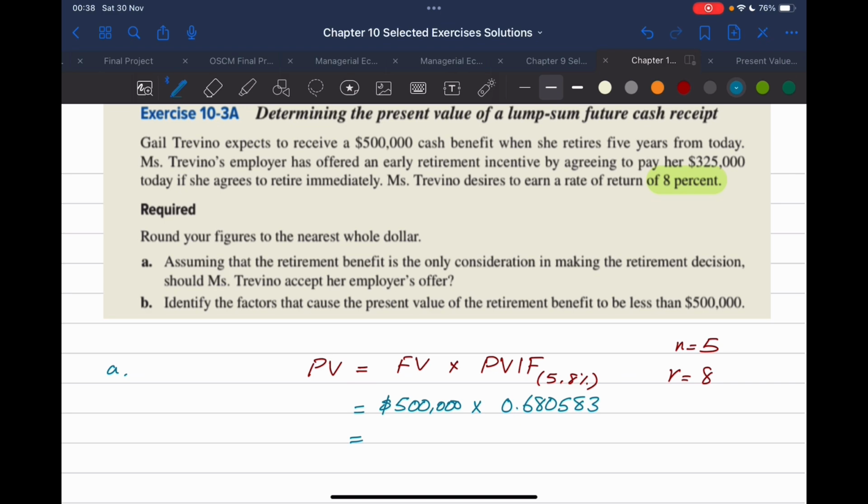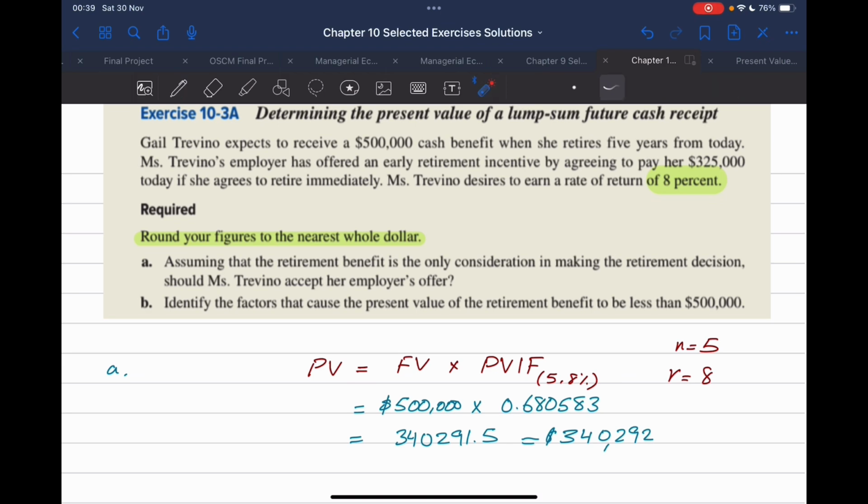Oops, I deleted that by mistake. Not a problem. 500,000 multiplied by 0.680583. The number I'm getting is 340,291.5. And again, the question, similarly to the previous question, is asking us to round our figures to the nearest whole dollar. So I'm going to round this to 340,292. Okay, so $340,292. That is the present value of the $500,000, considering the timeline that we have, which is 5 years, and considering that the required rate of return of Ms. Trevino is 8%. All right.